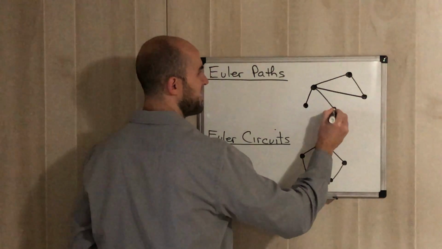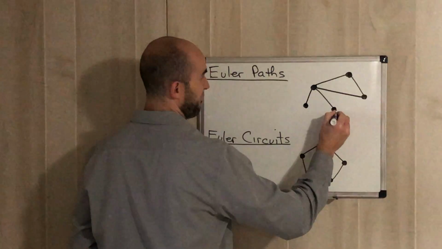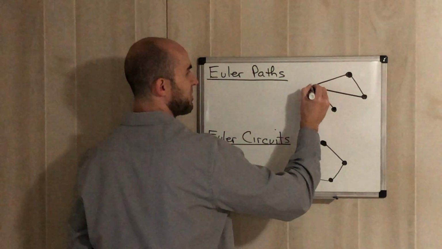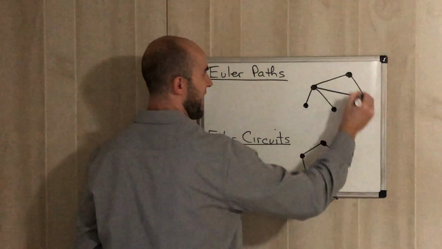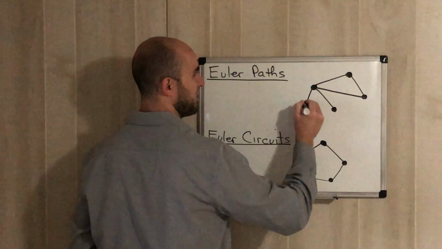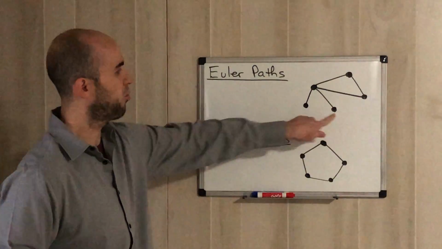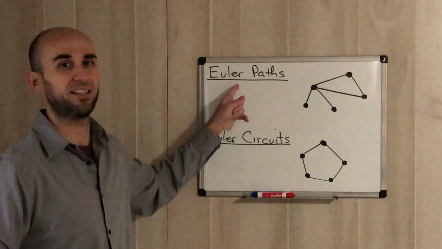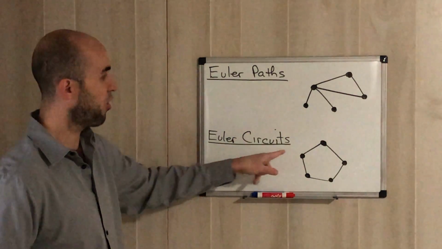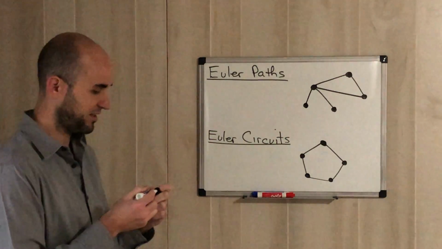But now the problem is we're ending at a different point. And if you were to try to go back, that's a problem because we already used that edge. You can't ever go back. So since we finished at a different point from where we started, that's why it's a path. When you go back to the point where you started from, that's an Euler circuit.